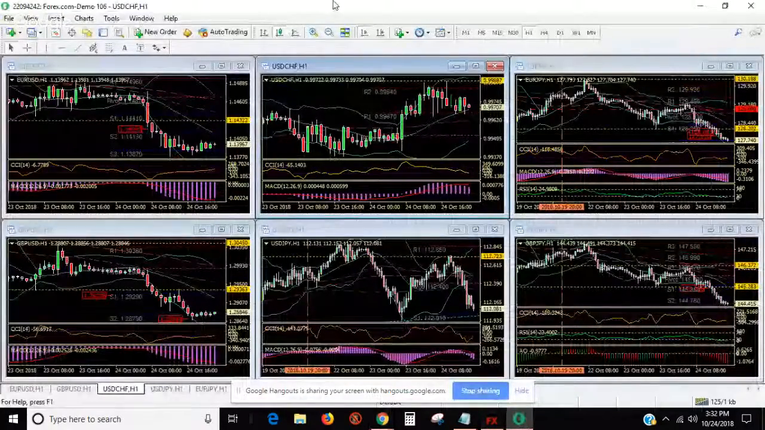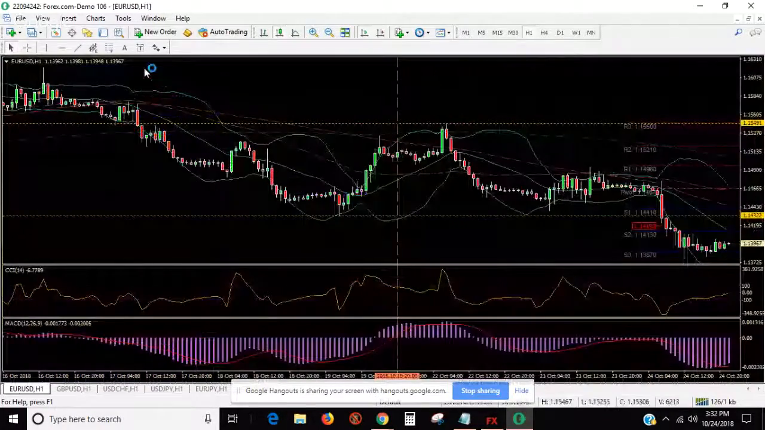Okay, so what we're going to do is take a look back at the first half of the week. So it's Wednesday, October 24th. We're going to take a look at the major pairs and then whether or not some of them have actually hit their targets based on these continuation breakout trades. I'll go ahead and start with the euro dollar. We talked about this yesterday.